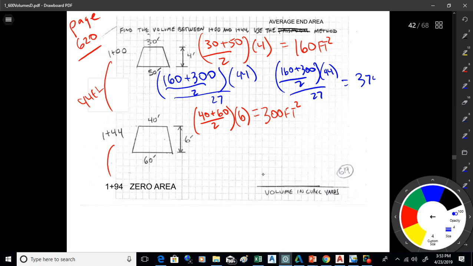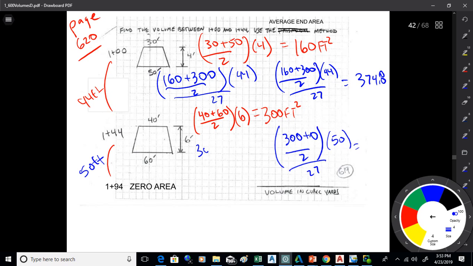Okay, so 374.8, and then we've got 300 plus 0 over 2, and this will be what? 50 feet? And we divide that by 27. 277.8. You okay with that? And just add them up.